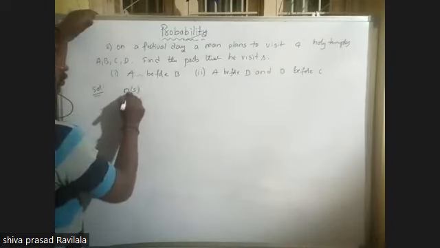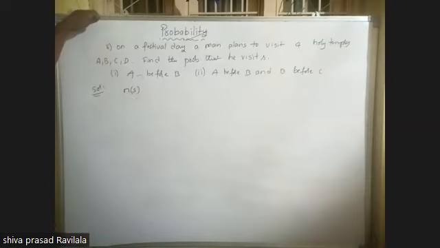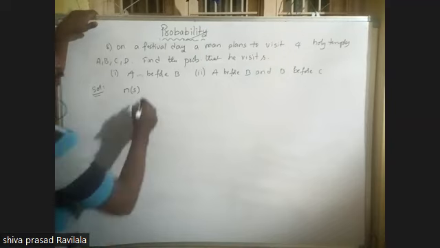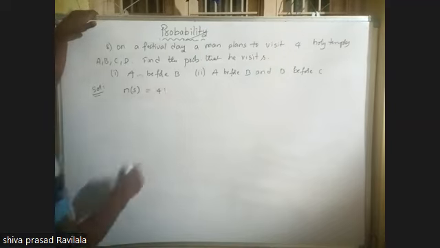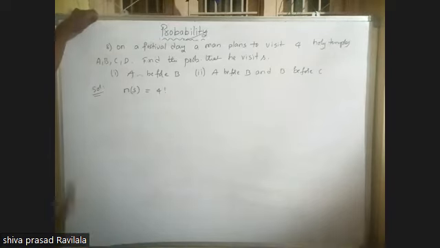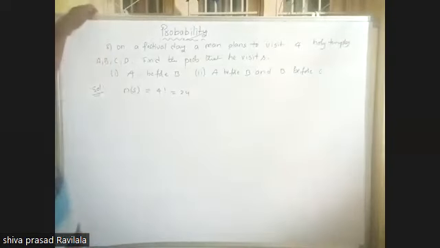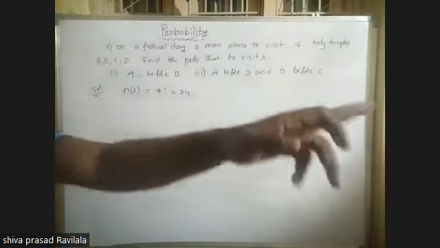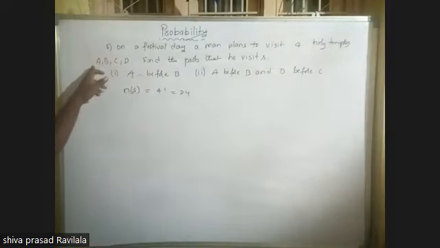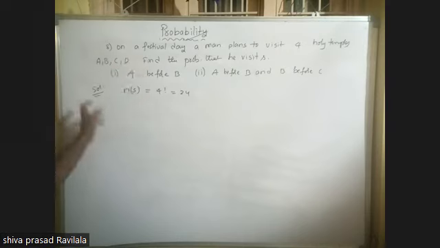In this we can use our permutations concept. n of S is equal to 4 factorial. These 4 temples can be visited in 4 factorial ways. Which is equal to how much? 24. For the first one, 4 options: A, B, C, D, 4 temples are there. First one, 4. Second one, 3. Next one, 2. And next one, 1. Like that, n of S is equal to 4 factorial.